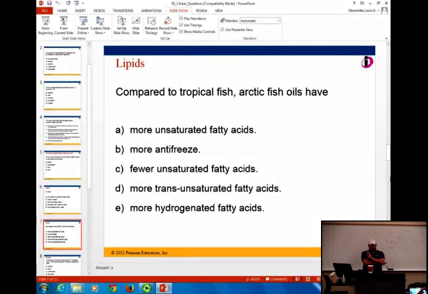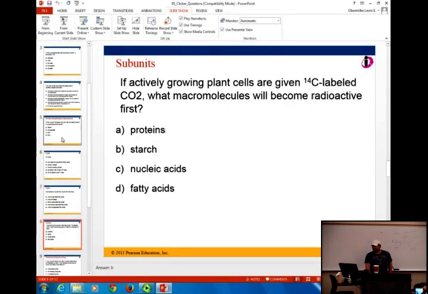I wouldn't put this on a test, but just to give you a hint, your membranes and all of your fats have to stay at a certain fluidity. So if you're colder, what would you want to make your fatty acids? Saturated makes it more solid, right? You want to make it more liquid at cooler temperatures. So I wouldn't ask that.